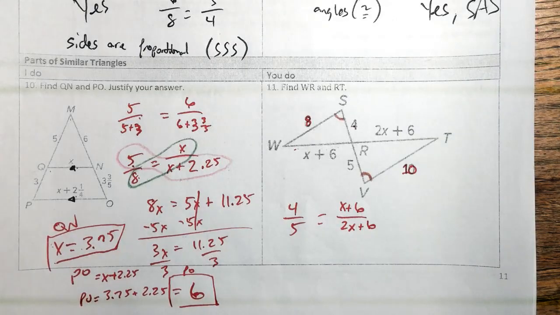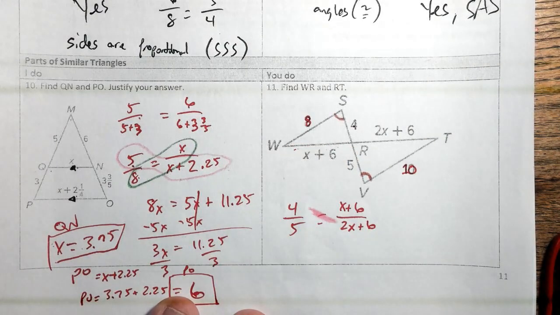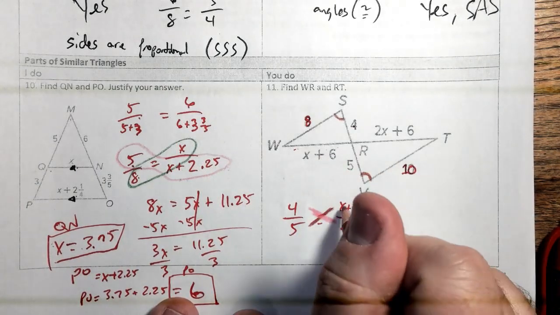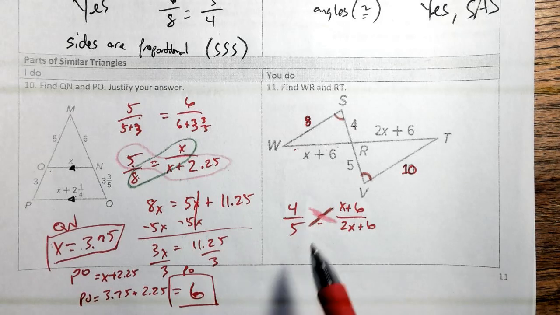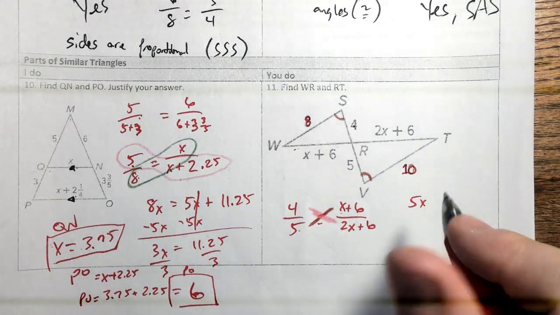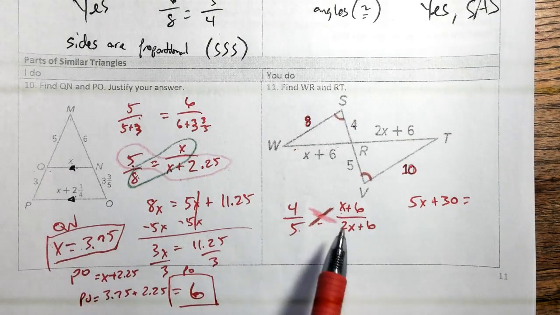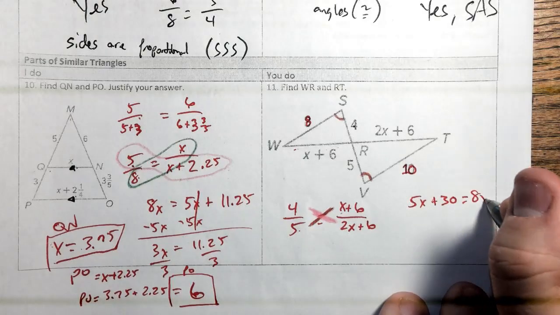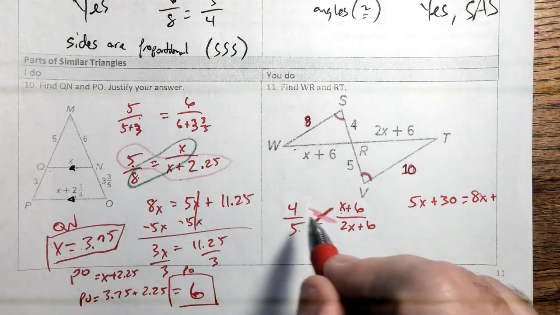And now we're going to cross multiply. I'm just going to do it like this. These two together, and these two. I'm not going to keep circling it. So we got to distribute these out. So 5 times x is 5x, plus 5 times 6 is 30. The other side, 4 times 2x is 8x, plus 4 times 6 is 24.